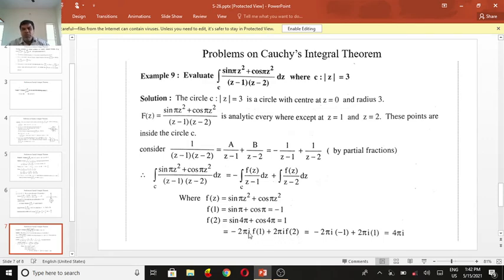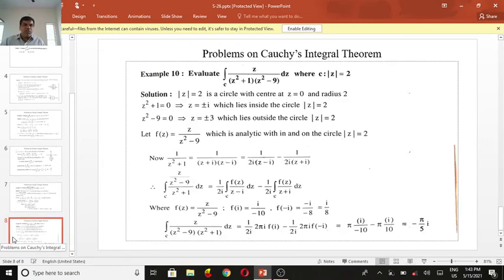So minus 2 pi i f of 1 is minus 1, plus 2 pi i f of 2 is 1, that is minus 2 pi i of minus 1 plus 2 pi i of 1. Minus of minus is plus, so we get 2 pi i plus 2 pi i, totally 4 pi i. Now this is inside the circle; within the unit circle we get the values.